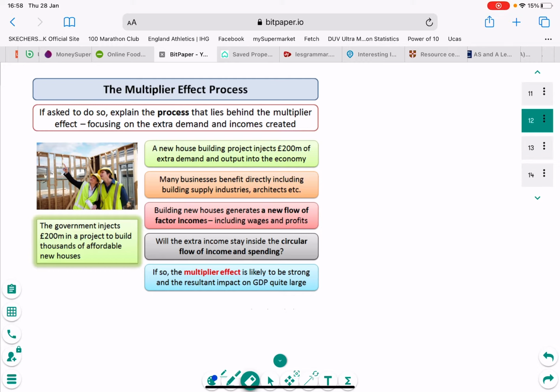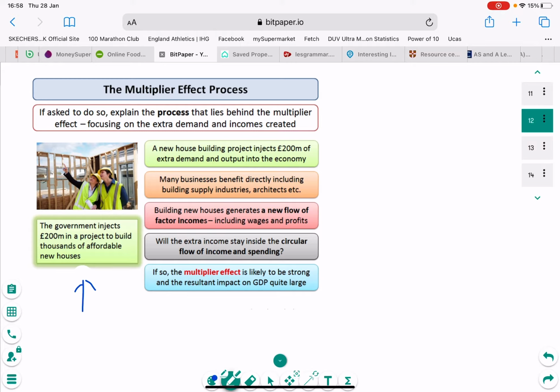So it says here, the government injects 2 million in a project to build thousands of affordable new houses. So what happens is that money becomes income to the house builders, and other businesses are going to benefit from that money. So it's suggesting building supply industries, architects. So those people are going to have increased income.